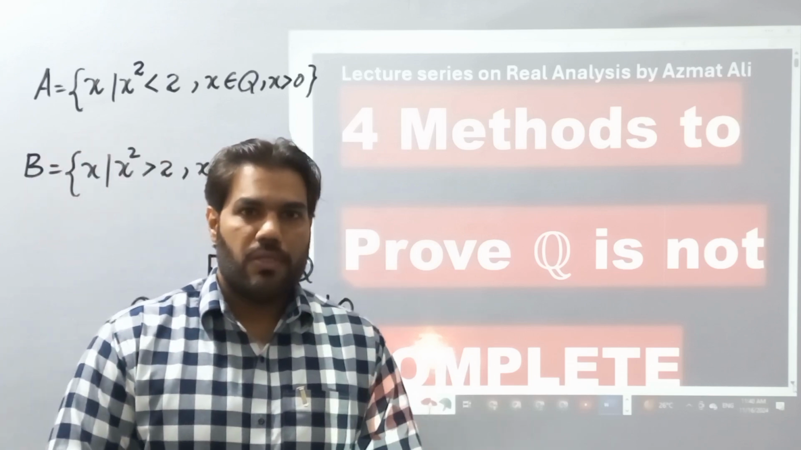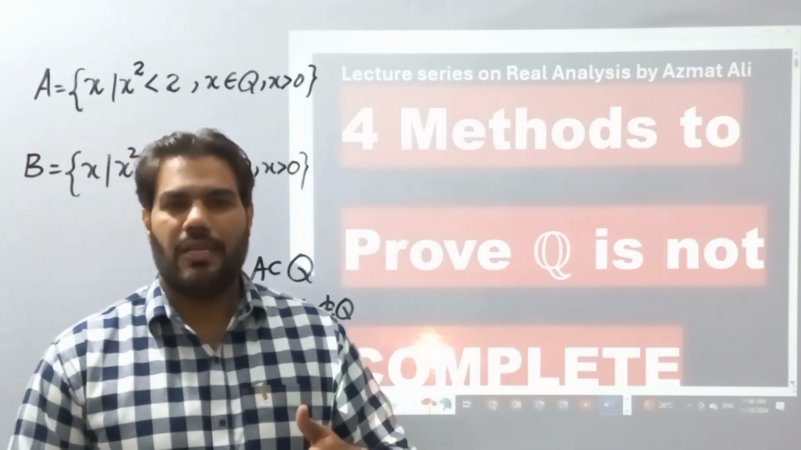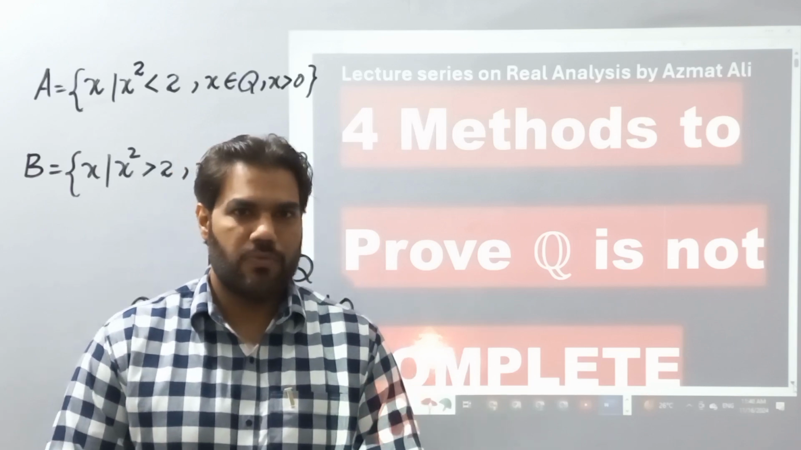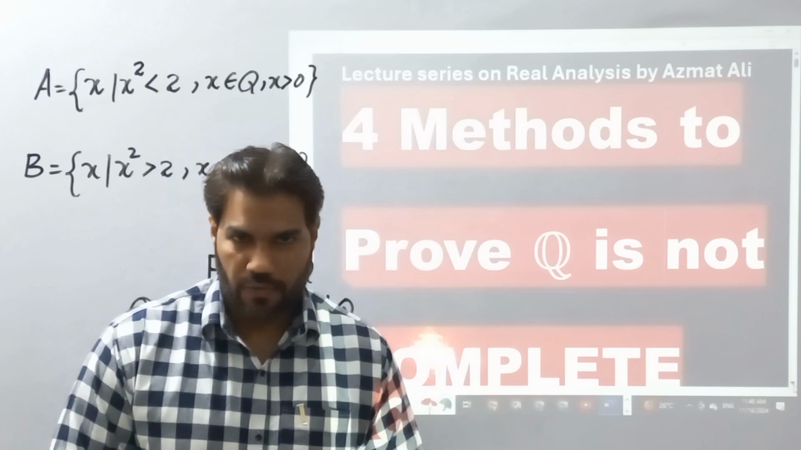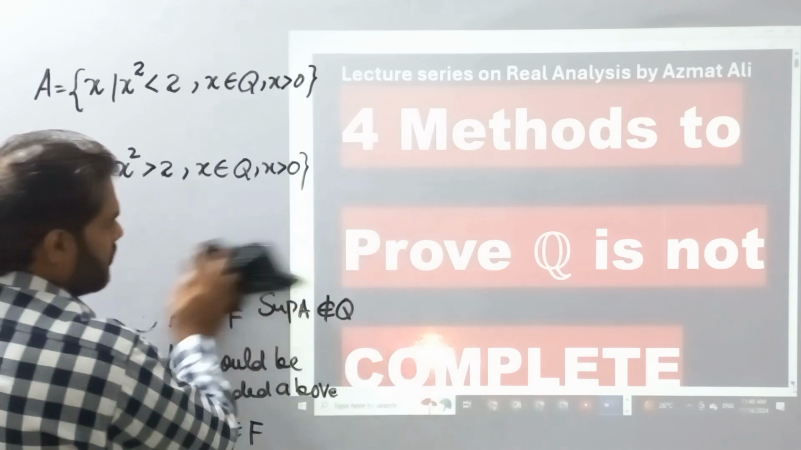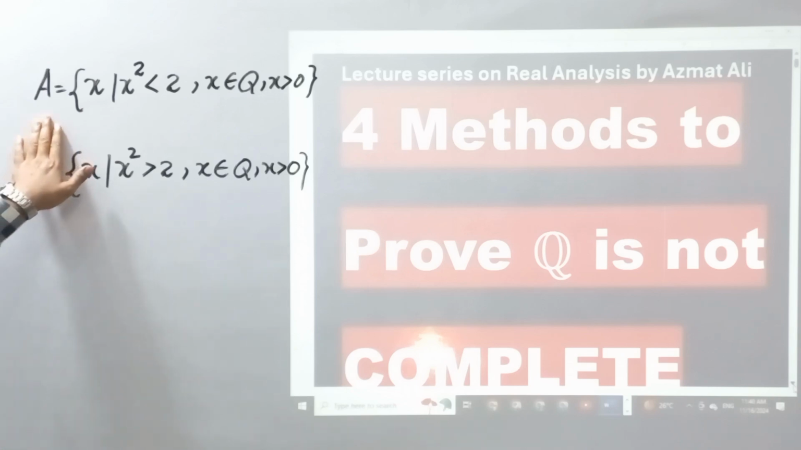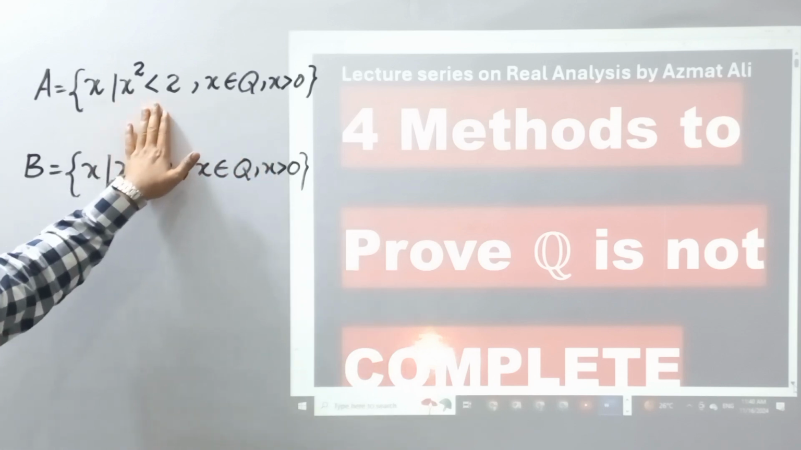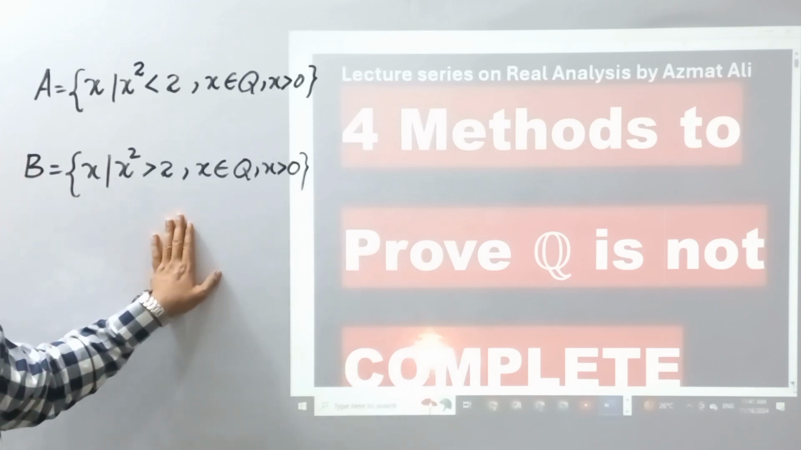In the last lecture, I discussed the concept of the largest element and the smallest element of a set. So I will recall the two subsets of rational numbers Q that I will use here to prove Q is not a complete ordered field. The first one is A, that consists of all those positive rational numbers whose square is less than 2. And the second one is B, that consists of all those rational numbers whose square is greater than 2.